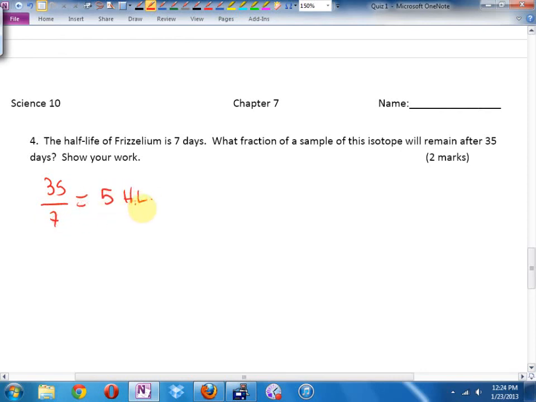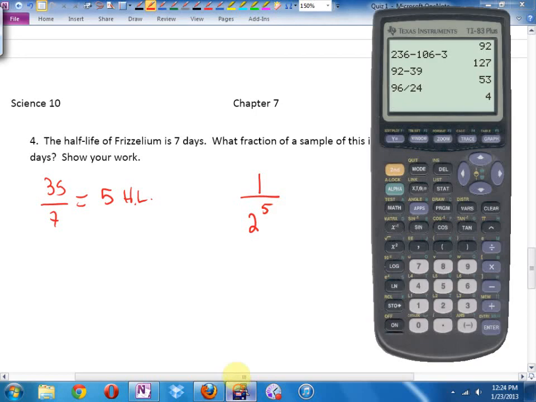They didn't tell me the starting amount. When they don't tell me the starting amount, what's my default starting amount? 100%, which as a decimal is 1. It's going to be 1 divided by that. Now, if they wanted it as a decimal, I would go 1 divided by 2 to the 5th power, and I get that. They said they wanted this as a fraction.